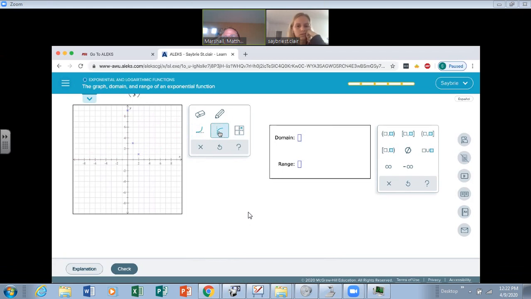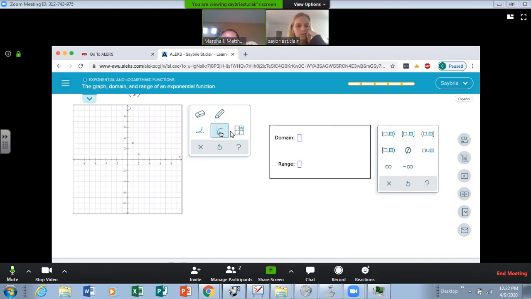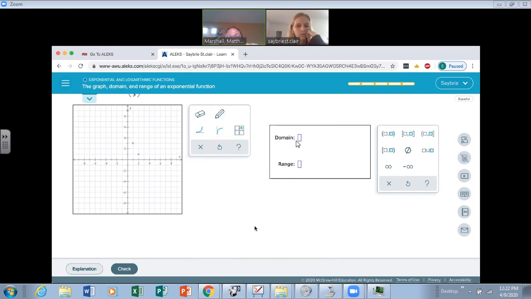I don't know, but if you want to skip trying to do that and go straight to the domain and range, we could try to see if we could get the domain and range. The domain looks like it's going from negative infinity to positive infinity, and that would be rounded brackets. And then my range goes from 0 to positive infinity. Rounded. There we go.